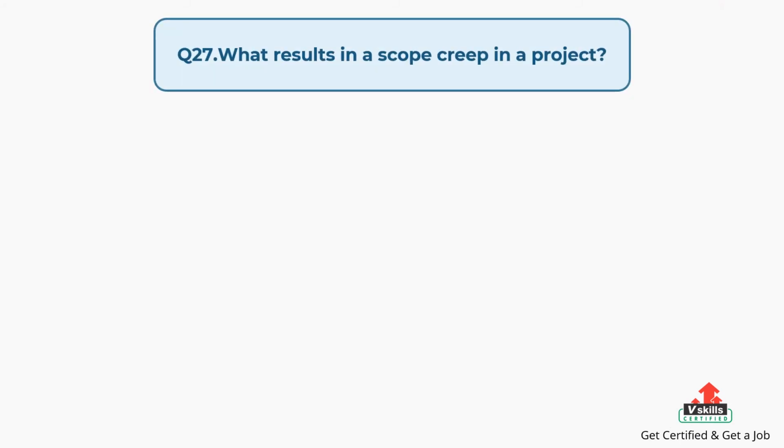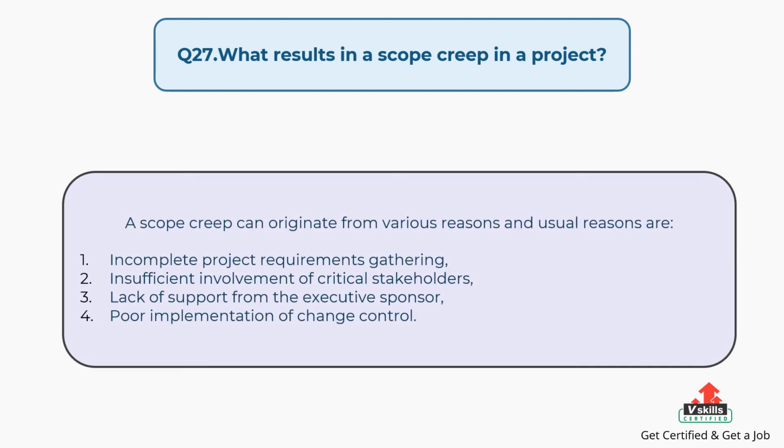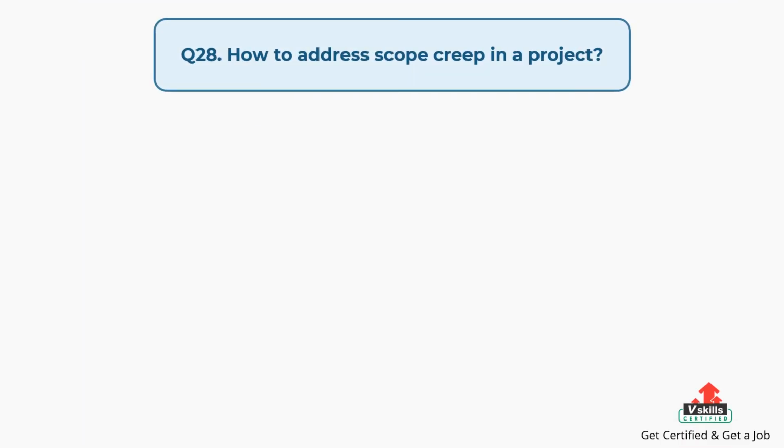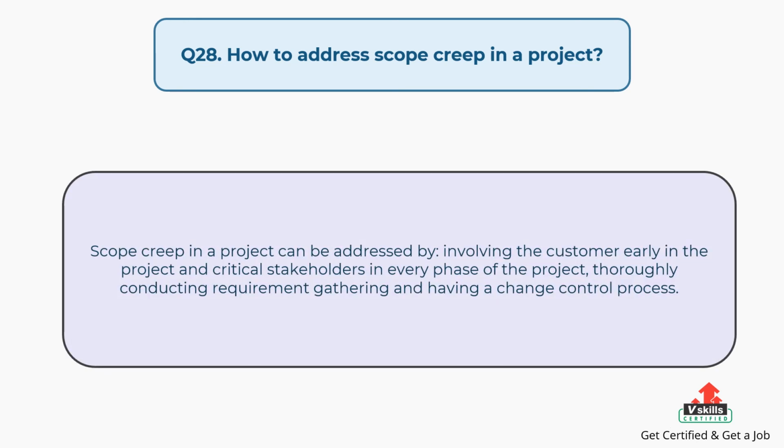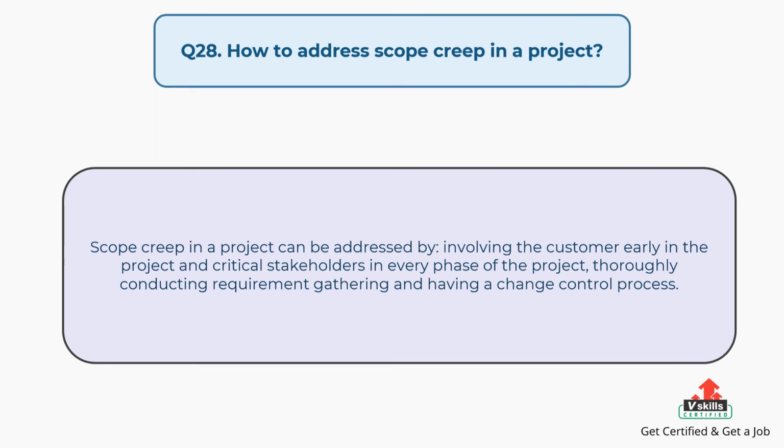Question number 27. What results in a scope creep in a project? The answer is, a scope creep can originate from various reasons and usual reasons are, 1. Incomplete project requirements gathering, 2. Insufficient involvement of critical stakeholders, 3. Lack of support from the executive sponsor, 4. Poor implementation of change control. Question number 28. How to address scope creep in a project? The answer is, scope creep in a project can be addressed by involving the customer early in the project and critical stakeholders in every phase of the project, thoroughly conducting requirement gathering and having a change control process.